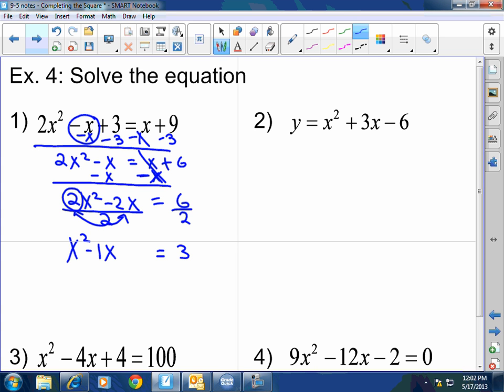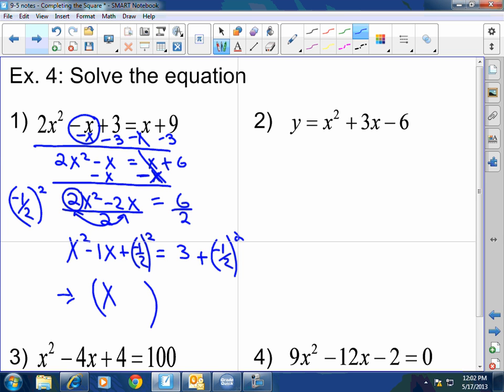Okay, now I'm going to add. What am I going to add to both sides? B over 2. What's B over 2 in this case? Negative 1 half squared. Very good. So I'm going to add negative 1 half squared to both sides. Is everyone with me? Okay, now, what does this factor out to be? X minus 1 half squared. Beautiful. And this is going to equal 3 plus 1 fourth.